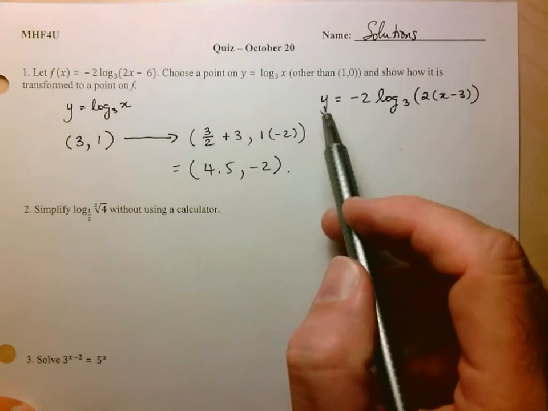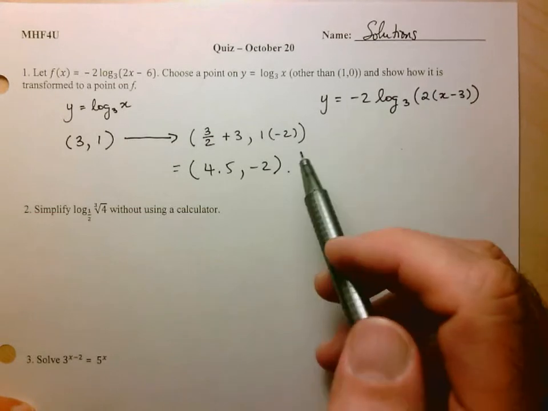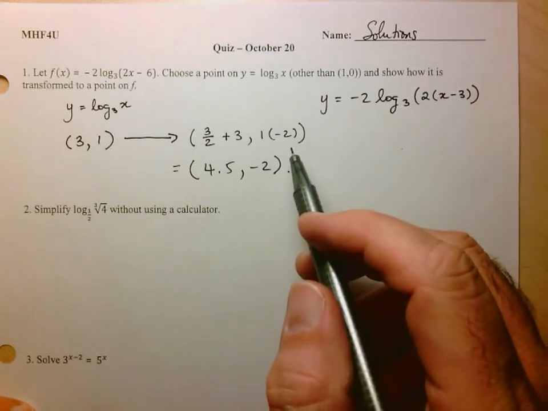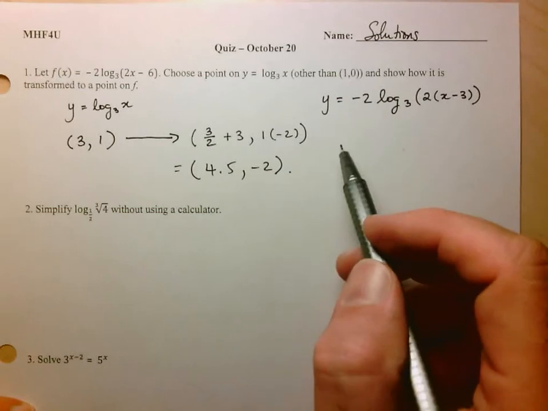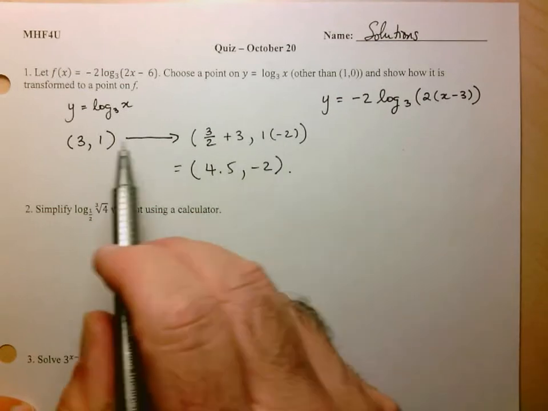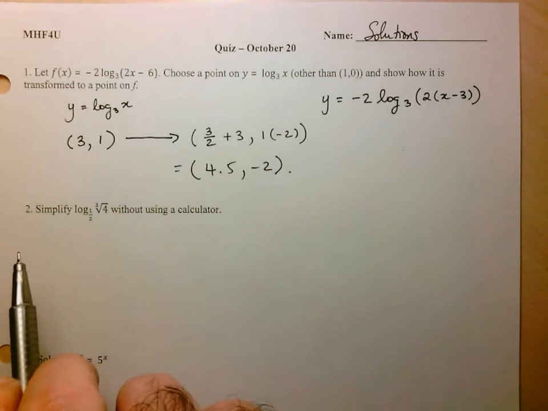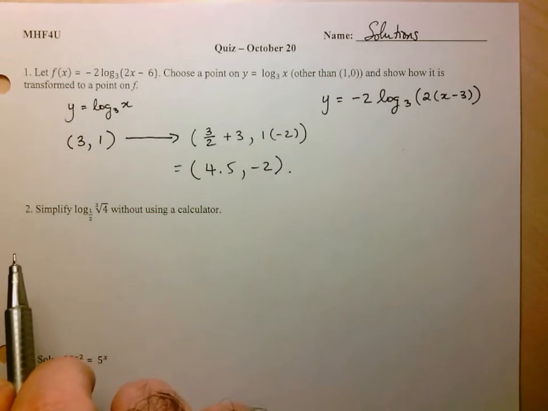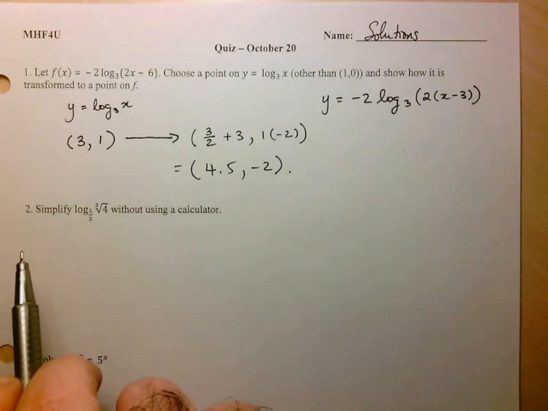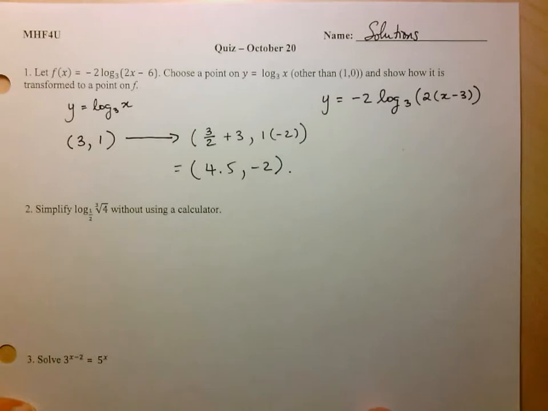So again, the steps here: determine your point, write your equation in the correct form in order to be able to identify the correct transformations, and then apply the transformations to the x and y components, the ones that apply to each. Okay, let's move on to number 2.